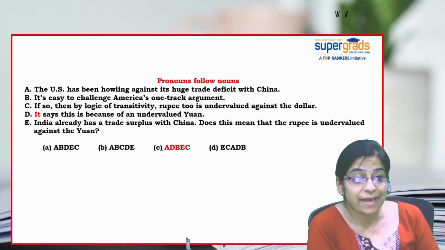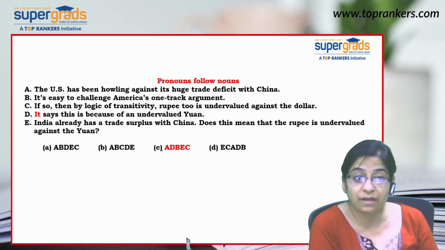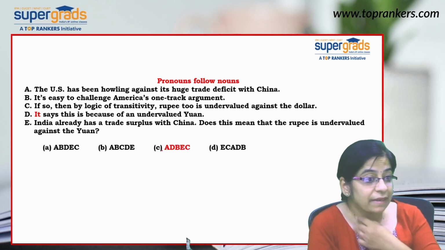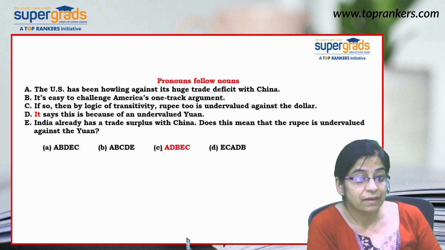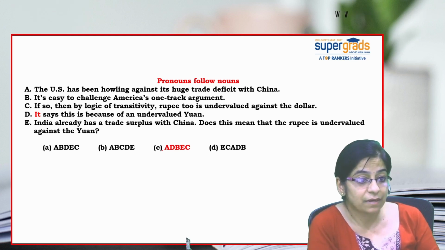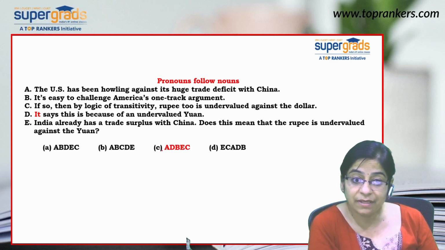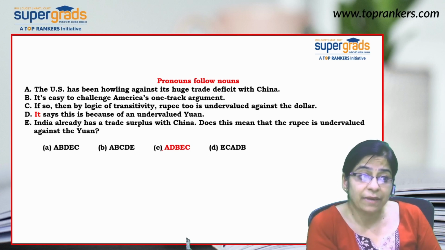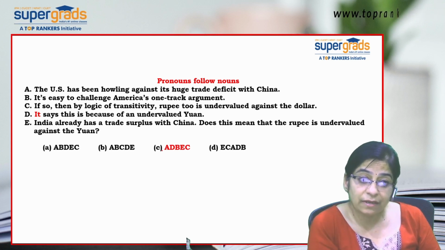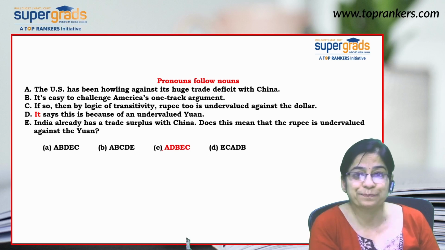So the US has been howling against its huge trade deficit with China. It says this because of an undervalued yuan. Now, if I put B, it's easy to challenge America's one-track argument. Then E. India already has a trade surplus with China. Does that mean the rupee is undervalued against the yuan? If so, C. C naturally follows E. Then by logic of transitivity, the Indian rupee too is undervalued against the dollar. And we found the answer.